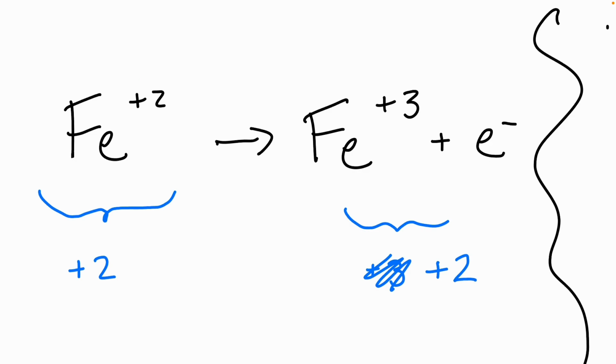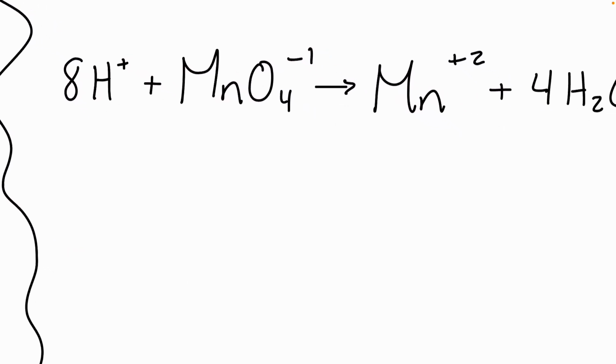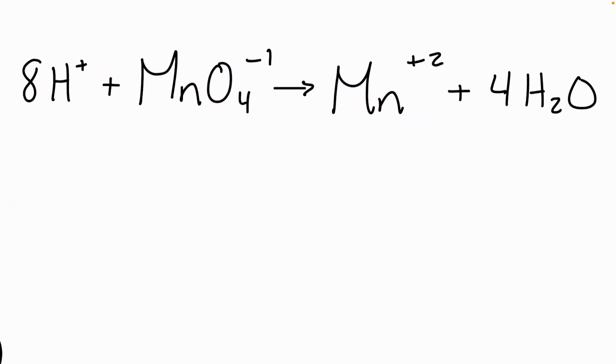Okay? So that's what we mean by charge balancing. All right, let's go over here. Let's do the product side first because it's a little easier. Water is neutral. So if I have one manganese 2 ion, what's the net charge over here on my product side? +2.